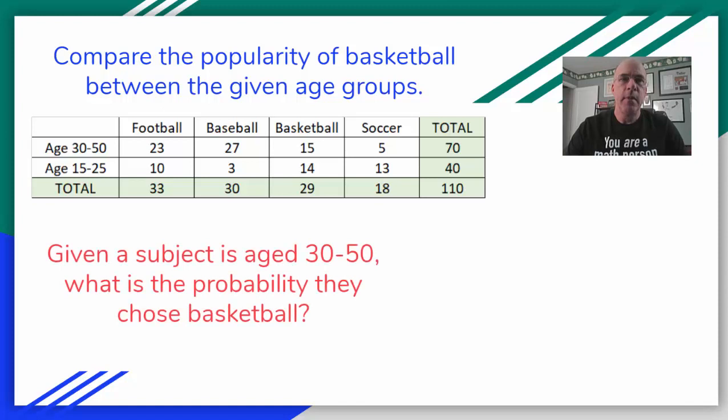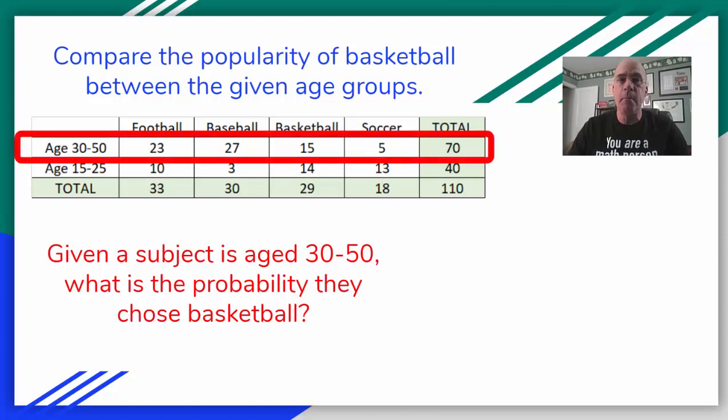So let's think here. Given that a subject is age 30 to 50, what is the probability they chose basketball? How would we do this question? Well, think about that first part of the sentence here. Given that a subject is age 30 to 50, that means for this question, I only want to look at people aged 30 to 50. So only look at this row here. In this row, how many people are there? There's 70. How many of them like basketball? There's 15. So the probability here is 15 over 70. So what we've done here is instead of looking at the whole population of 110 people in this survey, I'm breaking it down to just this subgroup of 70 people and finding an appropriate probability.